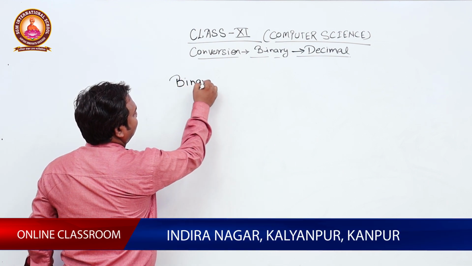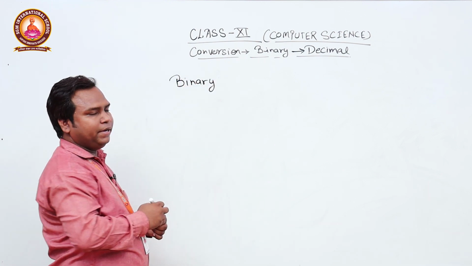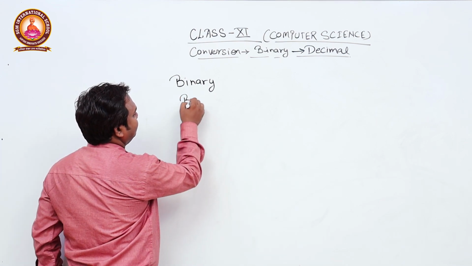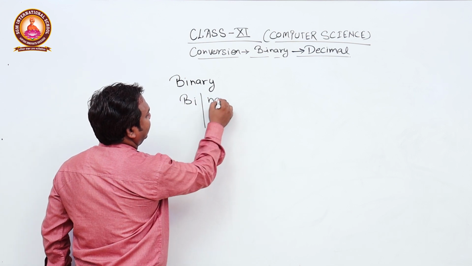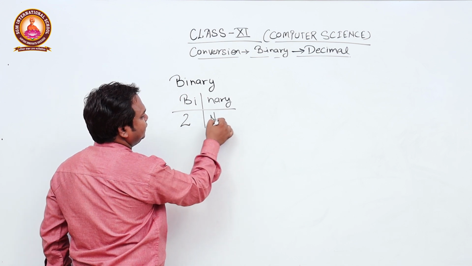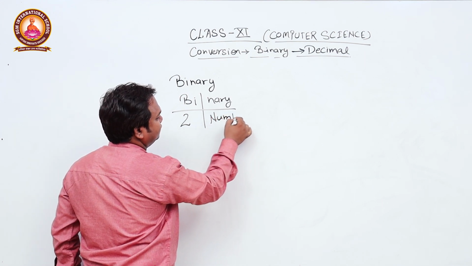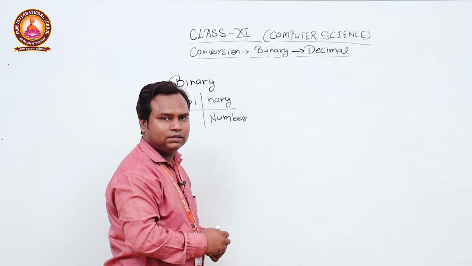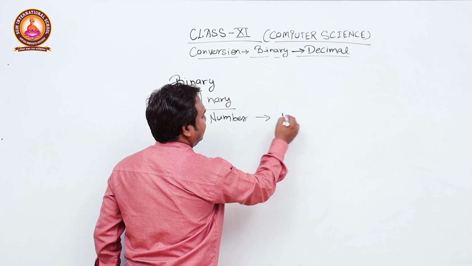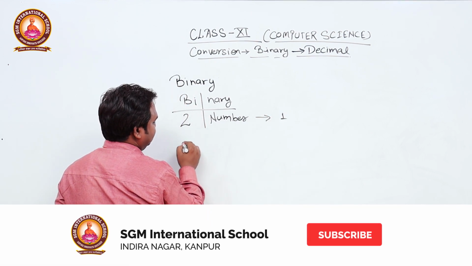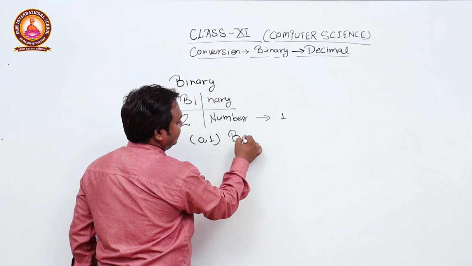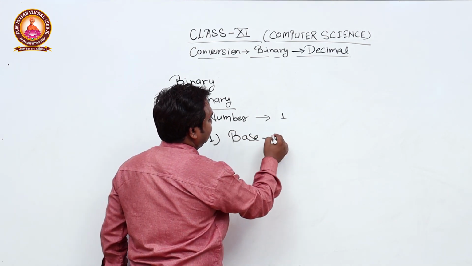Binary. What is the meaning of binary? Bi means two, nary means number. There are two numbers, and the maximum value will be 1. Total numbers are 0 and 1. Base is 2.